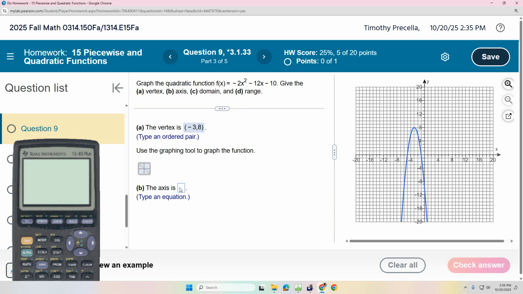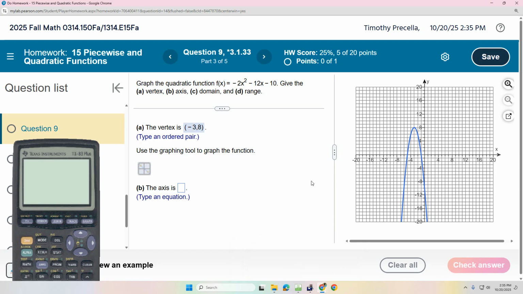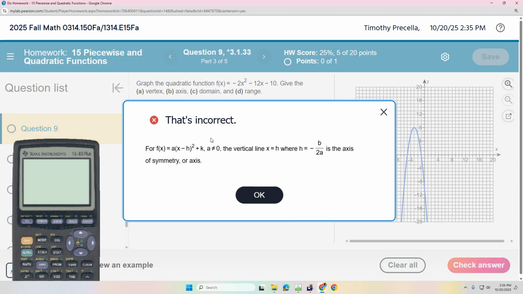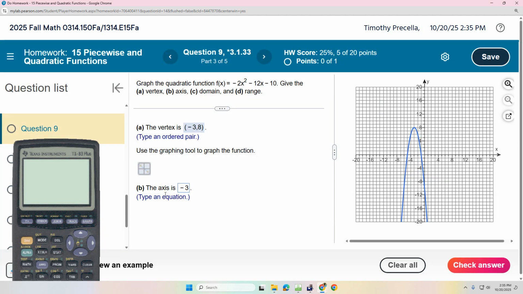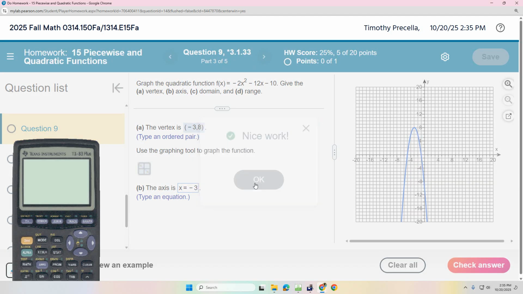Okay, well, for the axis, we already know the axis. It's x equals the x-coordinate of the vertex. That little vertex formula we use is also the axis formula. Here's a common mistake. People just put in that negative 3. They give you a hint that isn't that helpful. But it's an equation. You've got to write x equals. Now you have an equation. Equations must have equal signs.